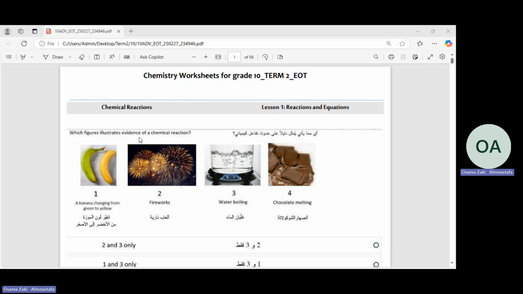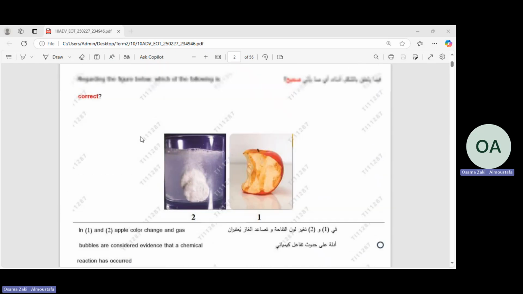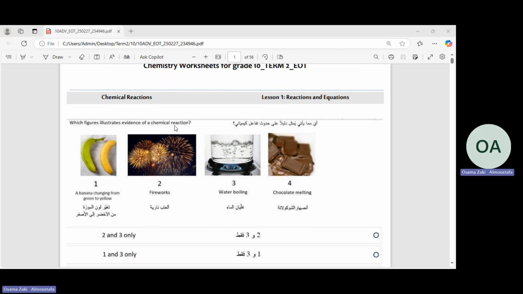We have some indicators or evidences that we have a chemical reaction. One of them is the change in color. The second one is the production of heat and light, or let's say the change in temperature. The third one is bubbles and gases. The fourth one is the formation of precipitate, which means formation of a solid.